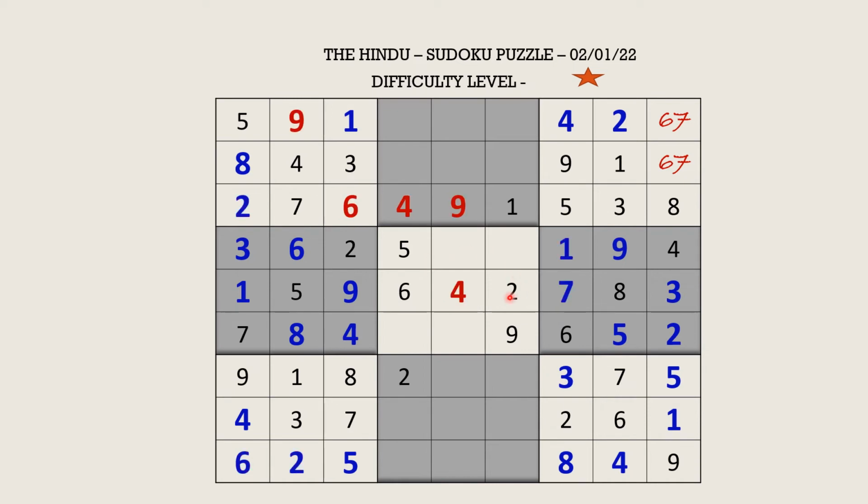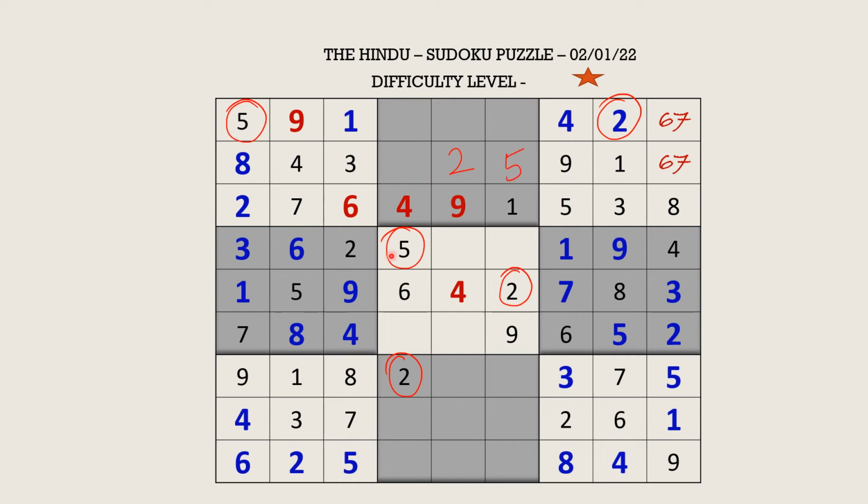So there is a 2 here. There is a 2 here. A 2 here. So these two block these two cells, and there is a 2 here which blocks here. So this cell takes 2. There is a 5 here and a 5 here. So this 5 blocks here, this 5 blocks here. So this is a 5.